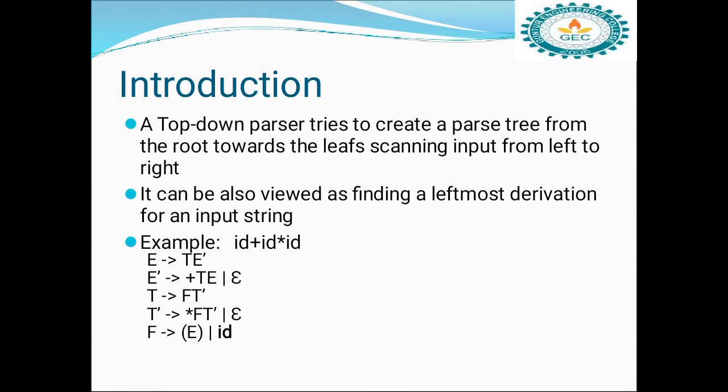First we check whether the given grammar has left recursion, that is, whether the left-hand side variable and the right-hand side starting variable are the same. E tends to T, starting with T, so this is not left recursion. E dash tends to plus, T tends to F, T dash tends to star, F tends to open. So this grammar has no left recursion and no left factoring.